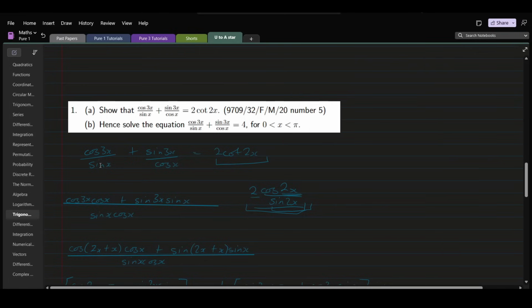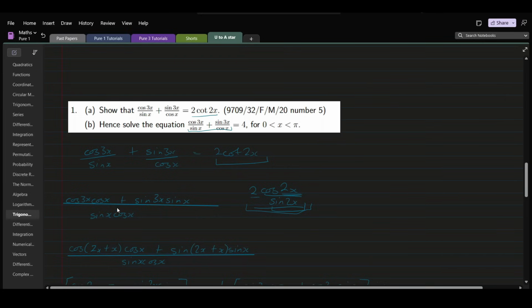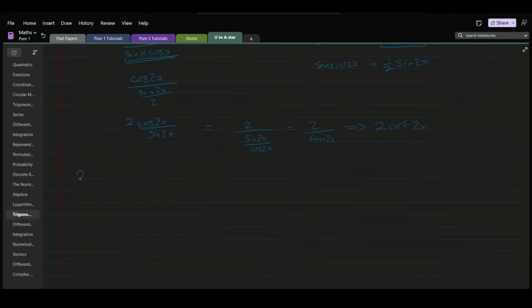Now solve the equation cos 3x over sine x plus sine 3x over cos x is equal to 4. So we can simply replace this bit here with 2 cot 2x. So we want 2 cot 2x is equal to 4. Let's write cot 2x in terms of tan. So that's 2 over tan 2x is equal to 4. So you end up with tan 2x is equal to 2 over 4, which is half.